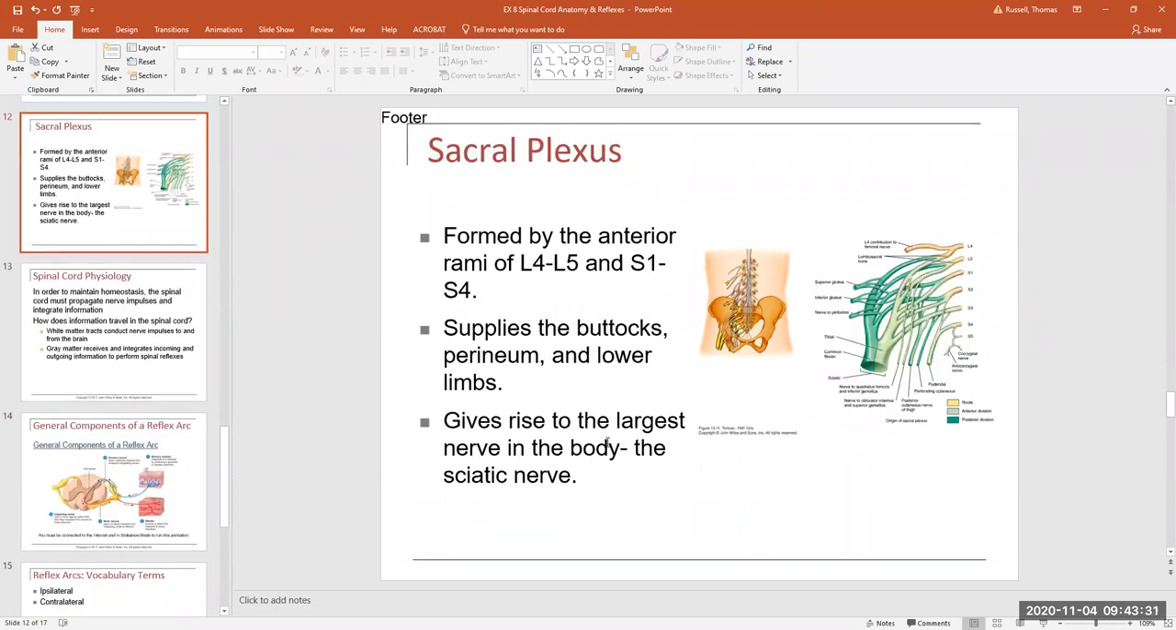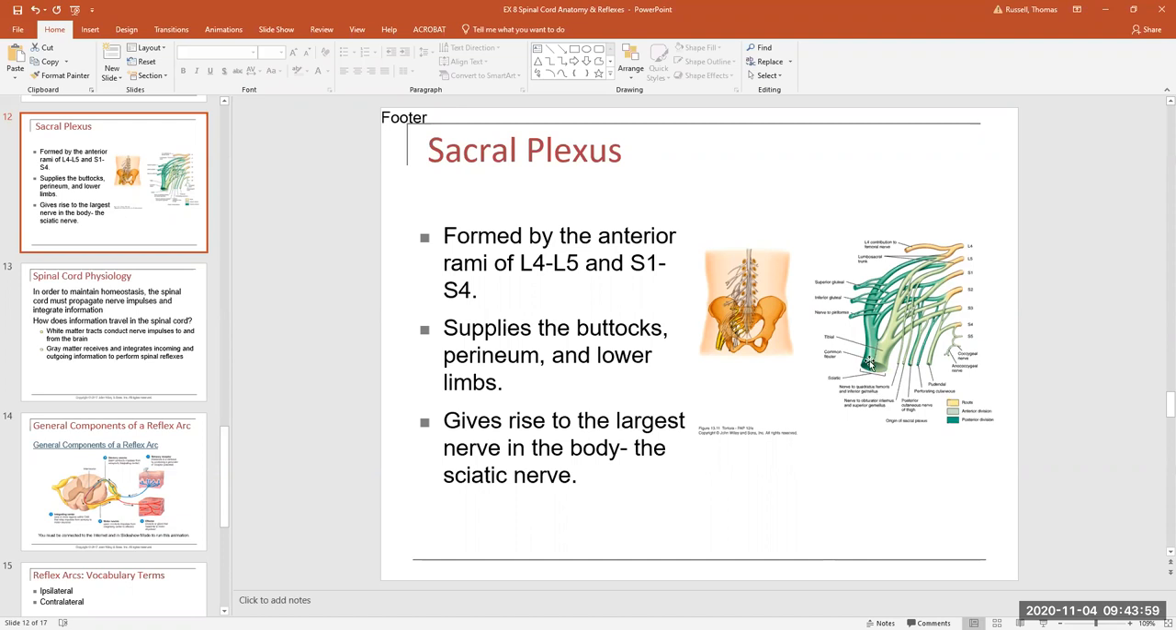The sacral plexus extends from L4 to L5-ish in that range, all the way through S1 to S4, right? And again, I'm using this terminology to coincide with the levels of the vertebra in the vertebral column. Now, the largest nerve in the body arises from the sacral plexus. It is the sciatic nerve, and it goes all the way down our leg.